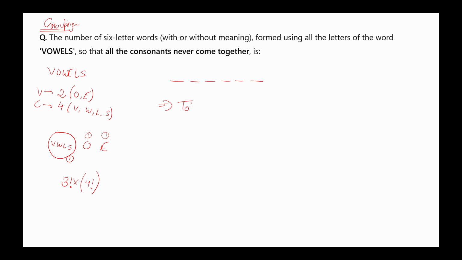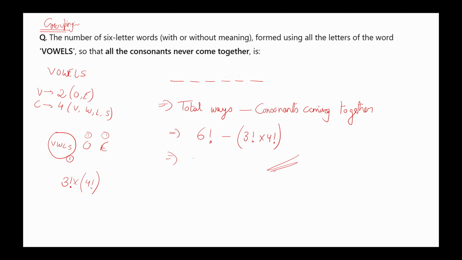So the answer would be basically total ways minus consonants coming together. From here, what are my total ways? Since there are 1, 2, 3, 4, 5, 6, it is 6 factorial minus consonants coming together, 3 factorial into 4 factorial. So this would become my answer. If you solve this out, the answer is going to come out to be 576. This is your answer. So I hope you have understood how we solve total ways minus complement questions and grouping questions.